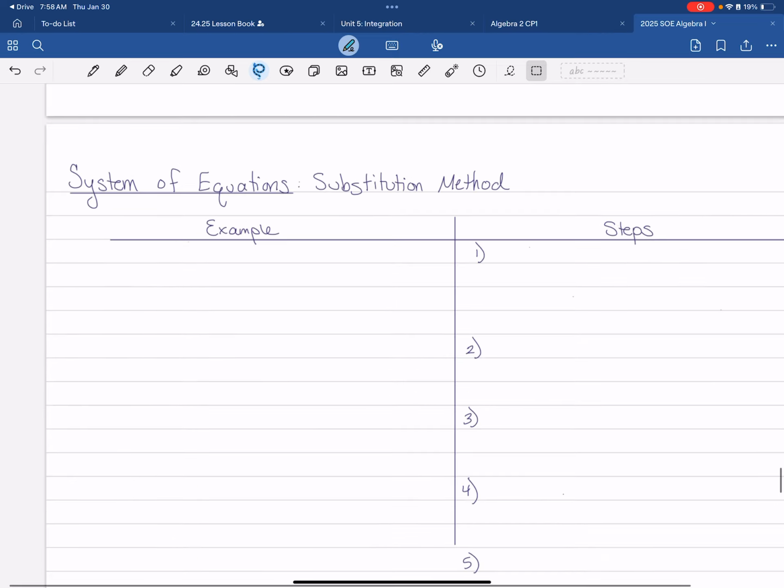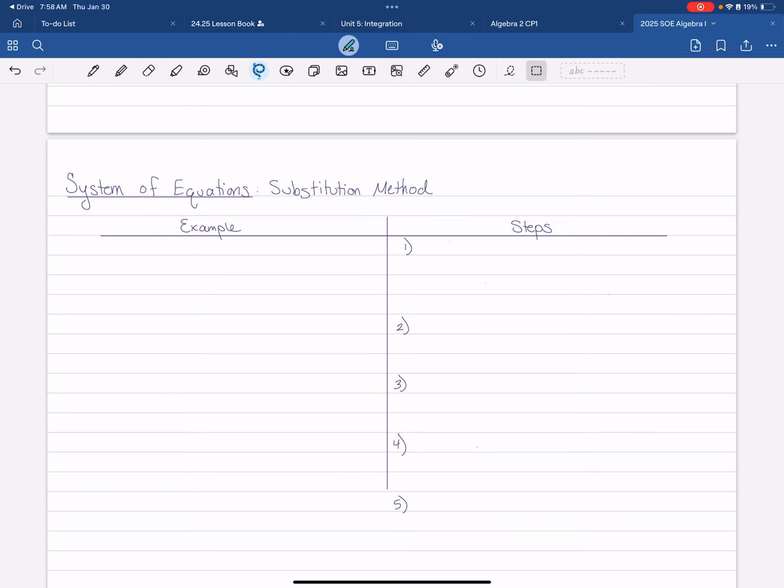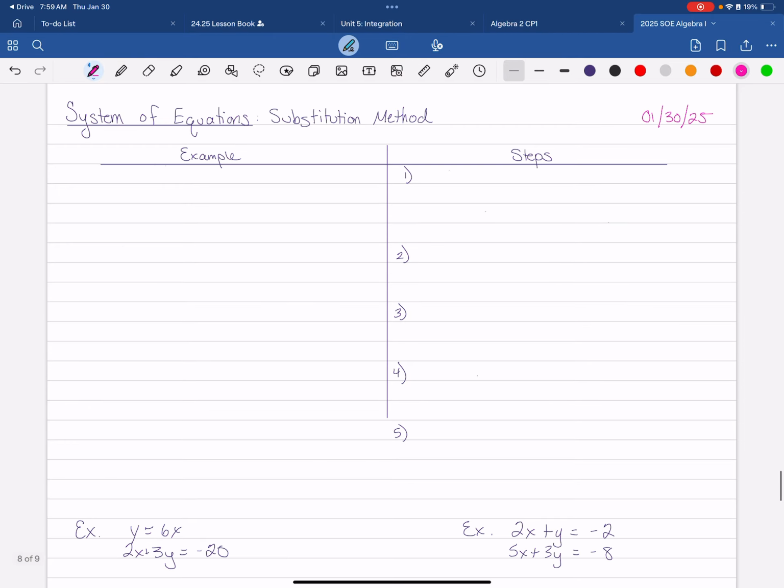If you have a notebook already and you want to write this in, we're doing systems of equations and we're doing the substitution method. Today's date is 01/30/25, so go ahead and write that on there. And then we're just going to set up this little table right here, and I'm going to do an example, and then you're going to write out the steps alongside so that you have that to look back at.